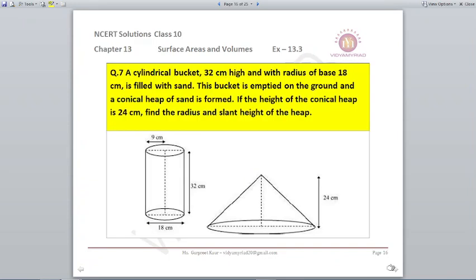Next, a cylindrical bucket 32 centimeters high and with radius of base 18 centimeters is filled with sand. This bucket is emptied on the ground and a conical heap of sand is formed. If the height of the conical heap is 24 centimeters, find the radius and the slant height of the heap. Now it is very clear with the help of the figure. You have a cylindrical bucket whose measurements are with us. Now this has been emptied and a conical heap is formed whose height is given to us as 24. Now we need to find out the radius and the slant height of the heap.